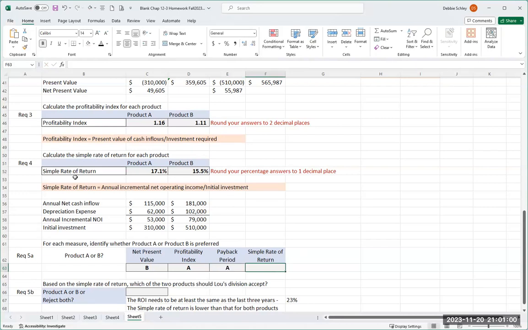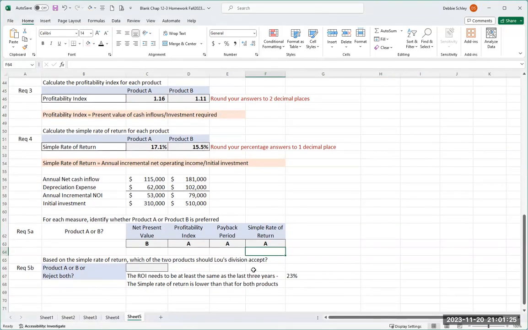Simple rate of return. So this one, again, this is like interest on your savings account. So you like a high percentage is better. So product A is a higher percentage than product B for my numbers. So again, double check your numbers because your numbers are different than mine. So we could have the same answers here or we could have different. So do your calculations. Okay.